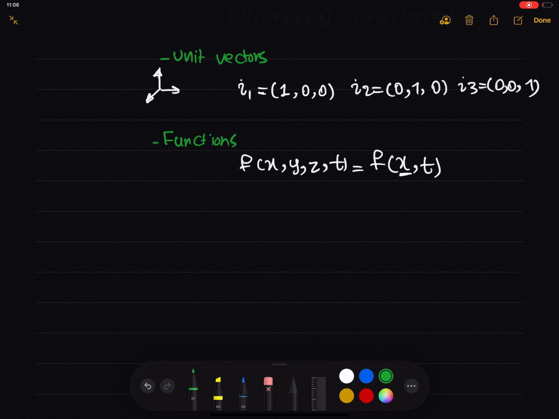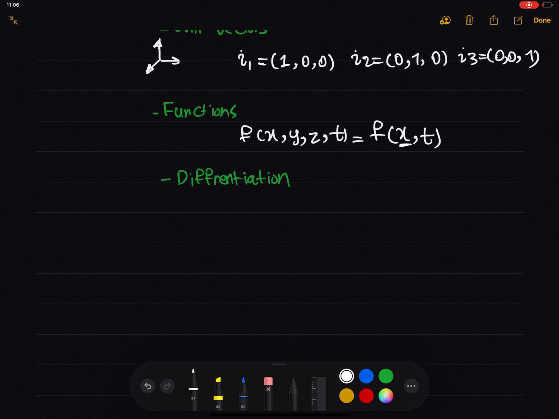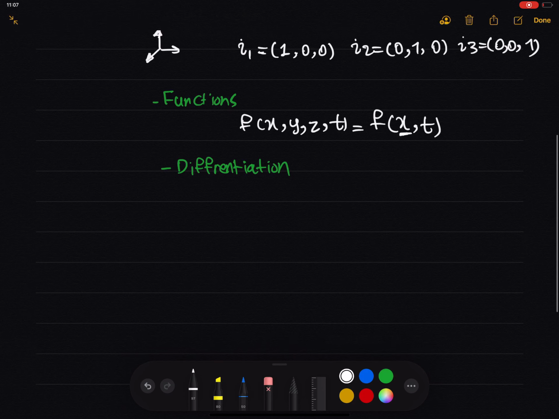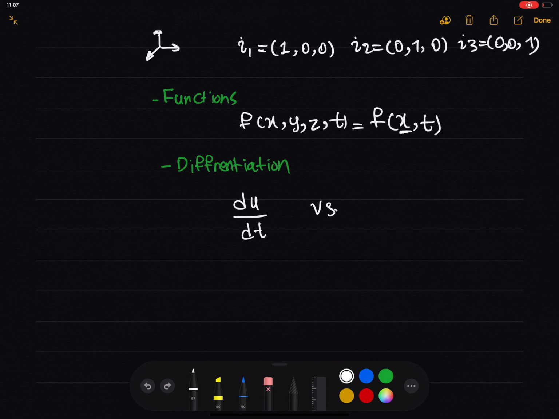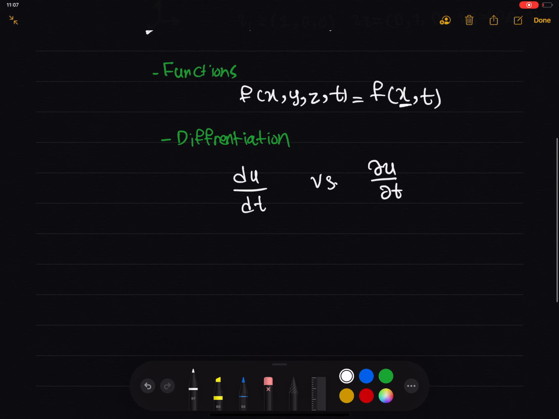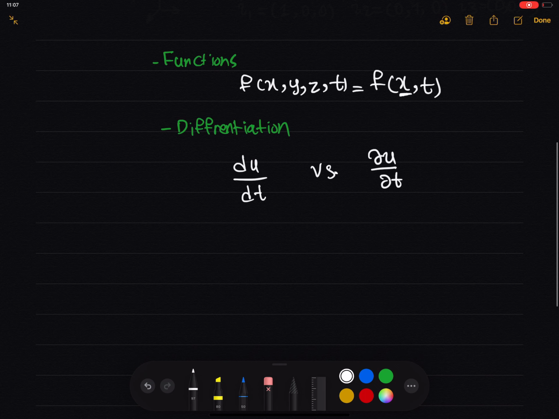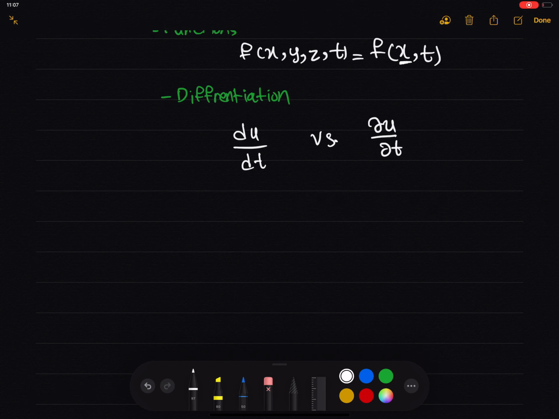The next thing I want to define is differentiation. Depending on your background, it is important to know that we have a difference between this notation, du over dt, versus this one, sorry about this, partial u over partial t. So what is the difference? You should already know this, it is a very important thing. What is the difference between these two? So think a little bit about this.